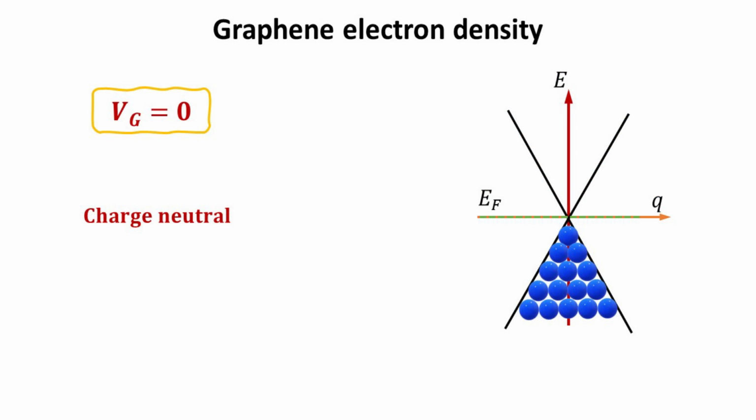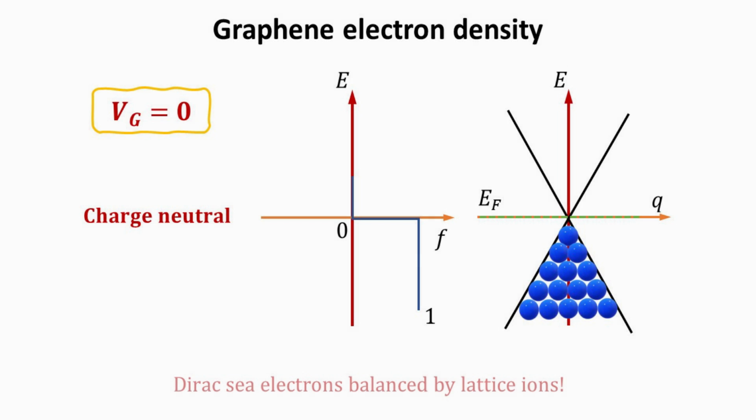When Vg is 0, the Fermi level is located at the Dirac point, and electrons fill up all negative energy states. We remind you that electrons are fermions and follow the Fermi-Dirac distribution function. At zero temperature, all states below the Fermi level will be occupied, while those above it will be unoccupied. Thus, the electrons fill up all negative energy states.